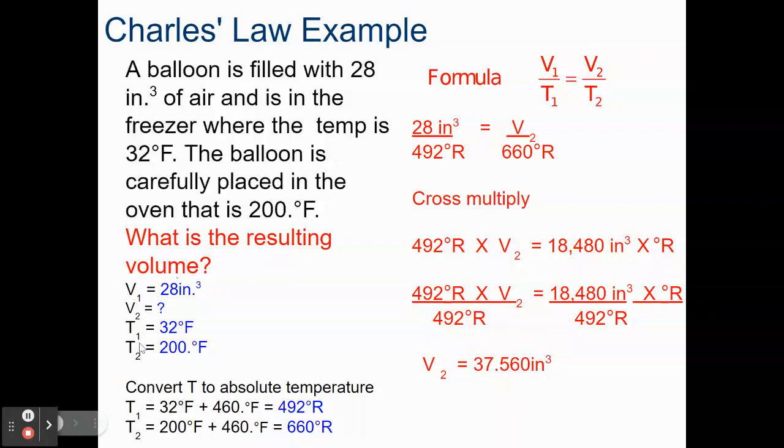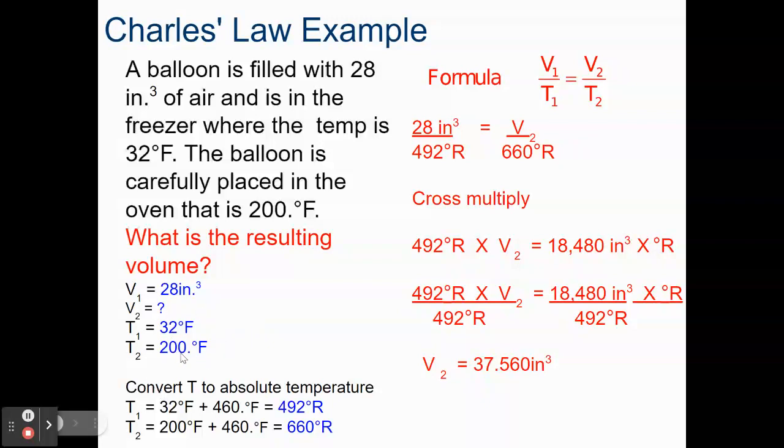Again, let's put our knowns and unknowns. Volume 1, 28 cubic inches. Volume 2, I don't know. Temperature 1, 32 degrees Fahrenheit. Temperature 2, 200 degrees Fahrenheit. Easy.